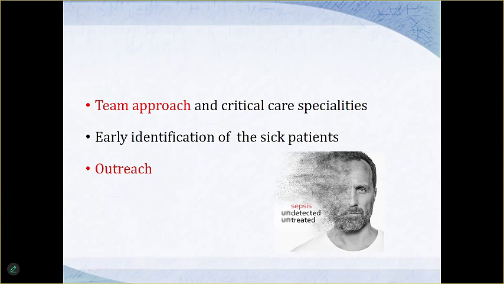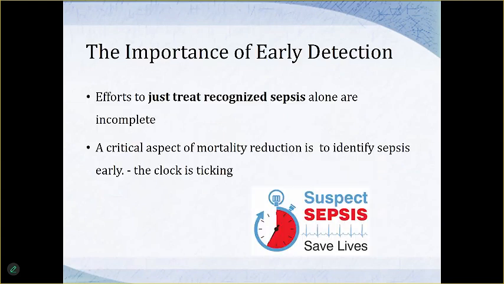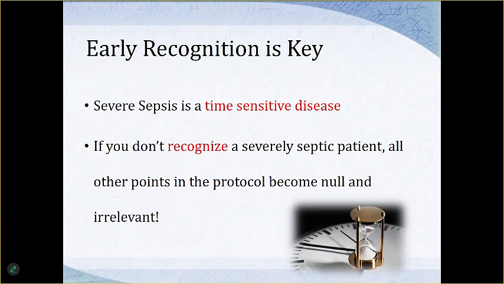The trick here is the early identification of the sick patients, and that's why your outreach team is more important. And the importance of early detection is not just to treat the recognized sepsis, because the presentation can be very subtle, and that is where your scores need to be there for early identification, because even though we think that we have time, the clock is ticking. So early recognition is the key, because it is a time-sensitive disease.